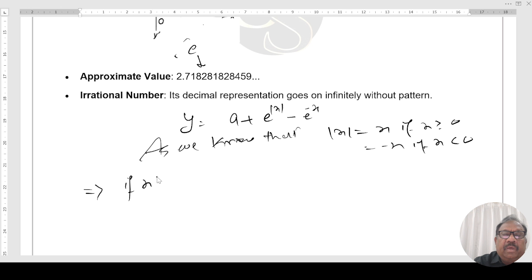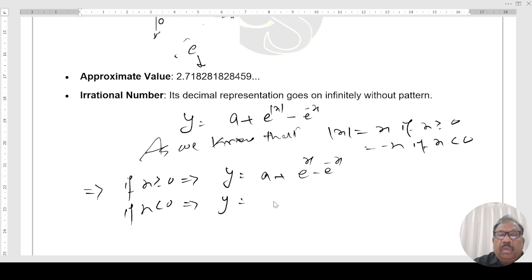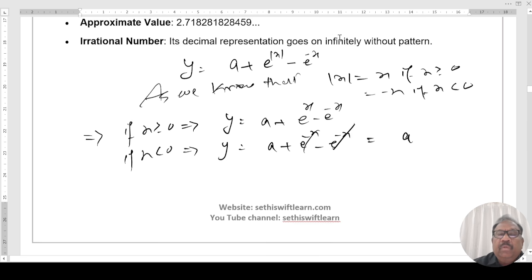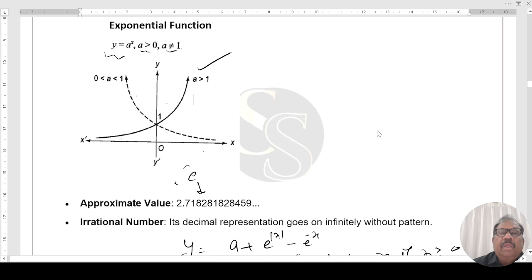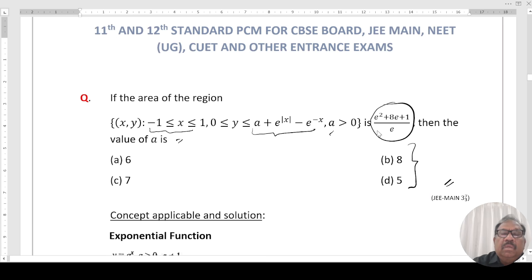If x is greater than or equal to 0, y will be equal to a plus e to the power x minus e to the power minus x. If x is less than 0, y will come out to be a plus e to the power minus x minus e to the power minus x, that is y equals a. Means now there will be two plots we have to draw. One, y equals a when x is less than 0. The limit of x is also given, that is, x will not go beyond minus 1.